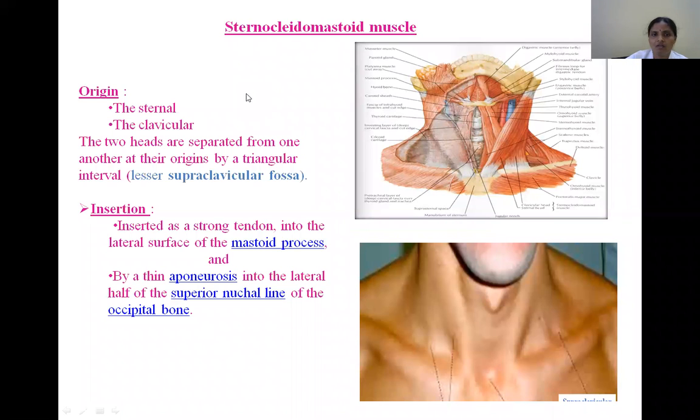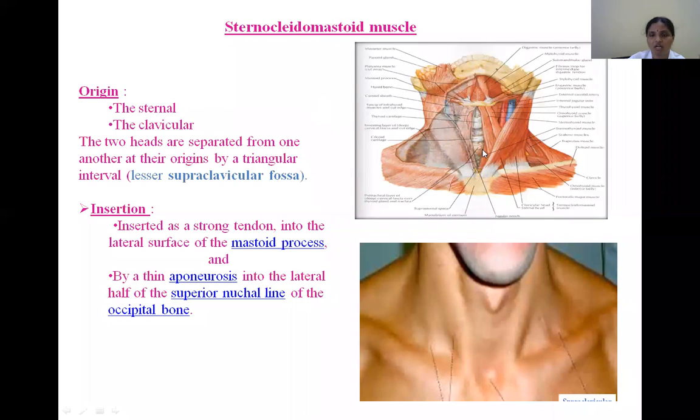Then we'll discuss the sternocleidomastoid. I told you initially what this is. It is a key muscle of the posterior triangle. Not only the posterior triangle, it is a key muscle of the neck. So how can you tell this is a key muscle? Because important structures are related. So what are these important structures?